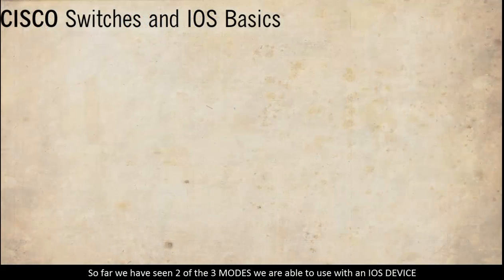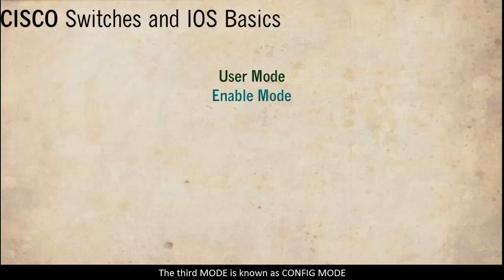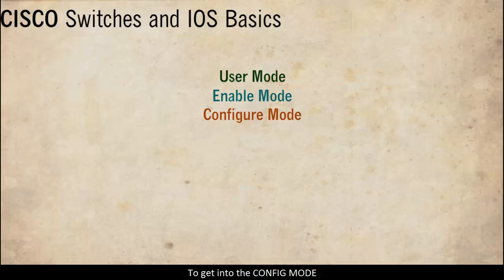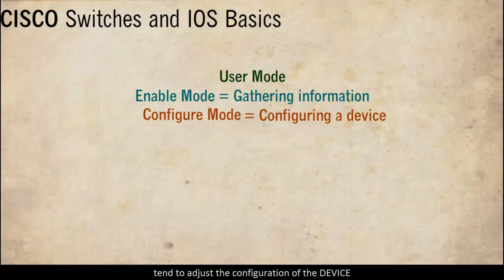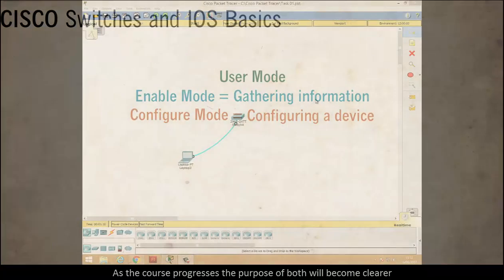So far we have seen 2 of the 3 modes we are able to use with the iOS device. The third mode is known as config mode. To get into the config mode, we must first be in the enable mode and then type config. Exec commands used in enable mode tend to be used for gathering information. The commands used in the config mode tend to adjust the configuration of the device. As the course progresses, the purpose of both will become clearer.